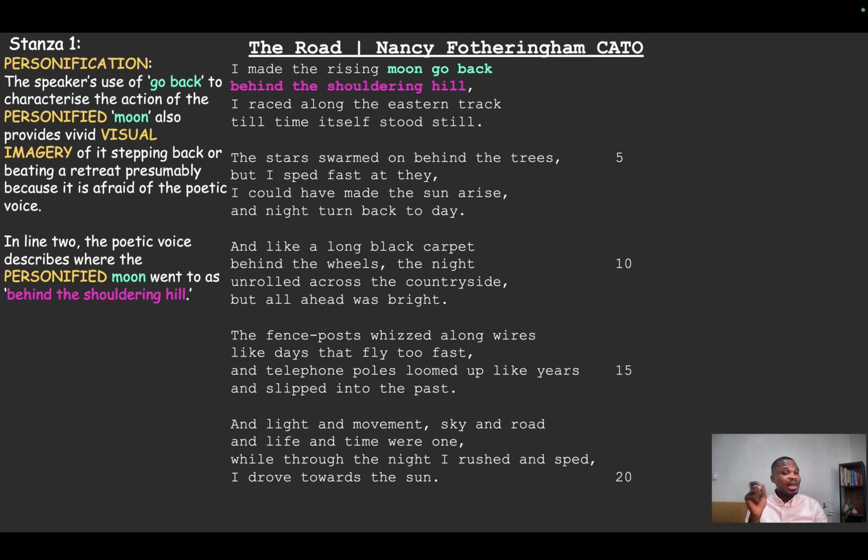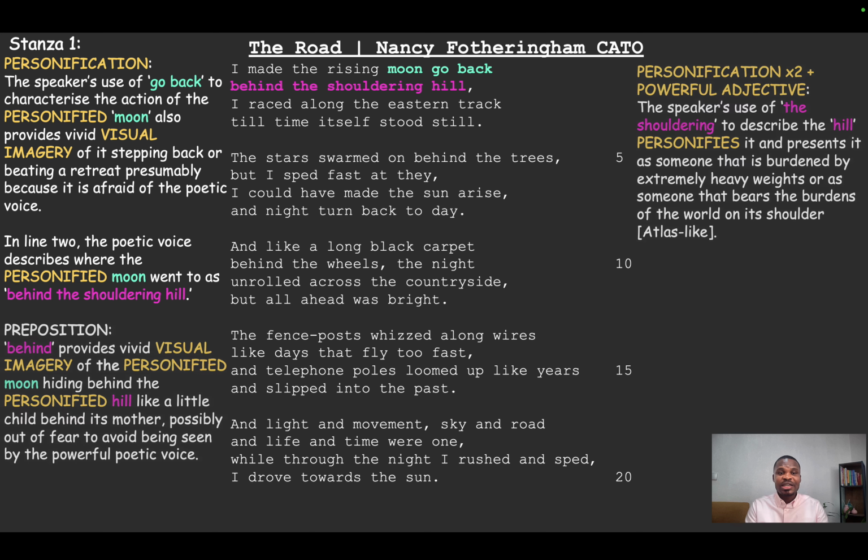Now in line 2, the poetic voice describes where the personified moon went to as behind the shouldering hill. Now the preposition behind provides vivid visual imagery of the personified moon hiding behind the personified hill, because shouldering personifies the hill as well. I'll come to that in a bit. So it's hiding behind the personified hill like a little child behind its mother, possibly out of fear to avoid being seen by the powerful poetic voice.